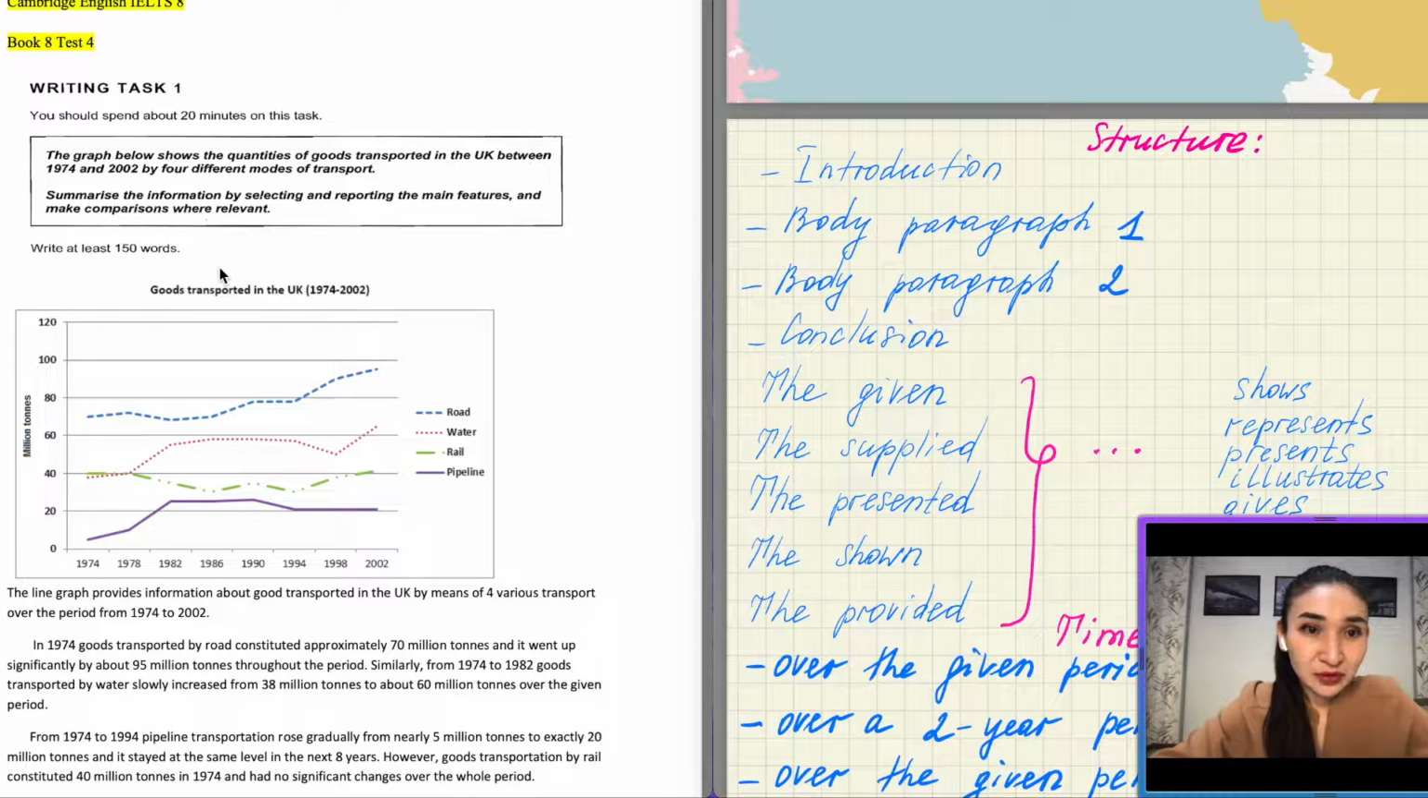The graph below shows the quantities of goods transported in the UK between 1974 and 2002 by 4 different modes of transport. Summarize information by selecting and reporting the main features and make comparisons where relevant. Write at least 150 words.